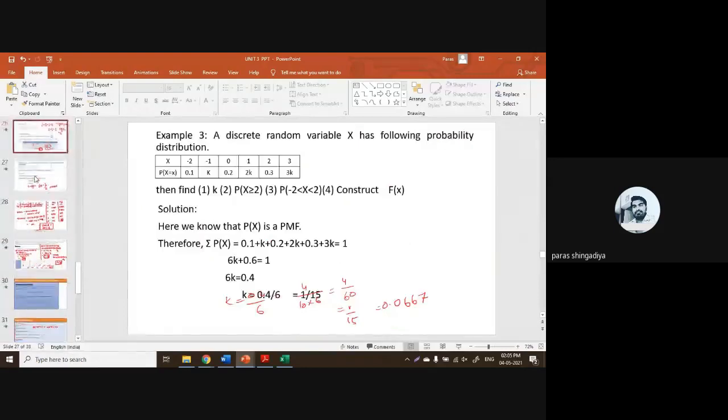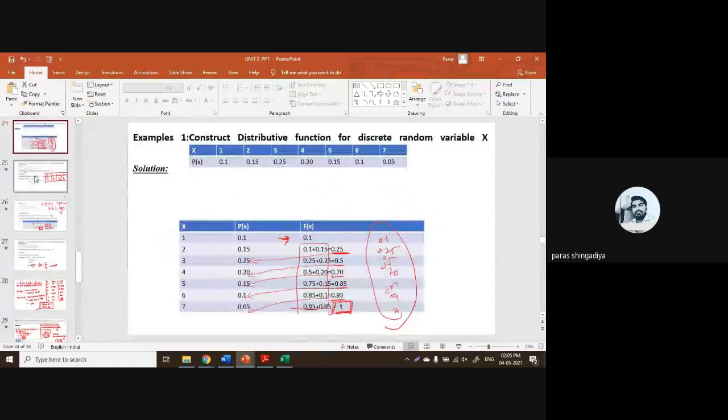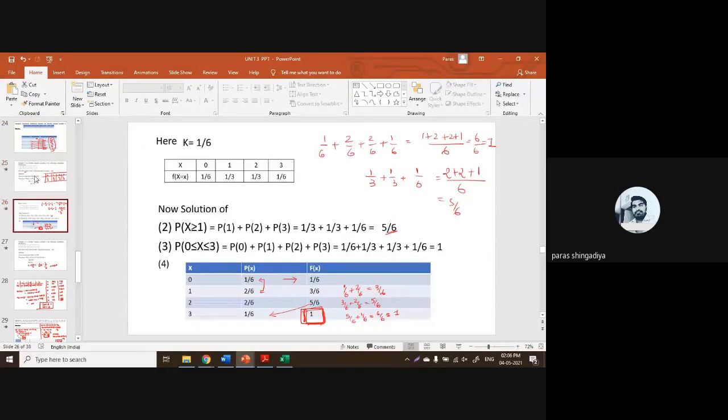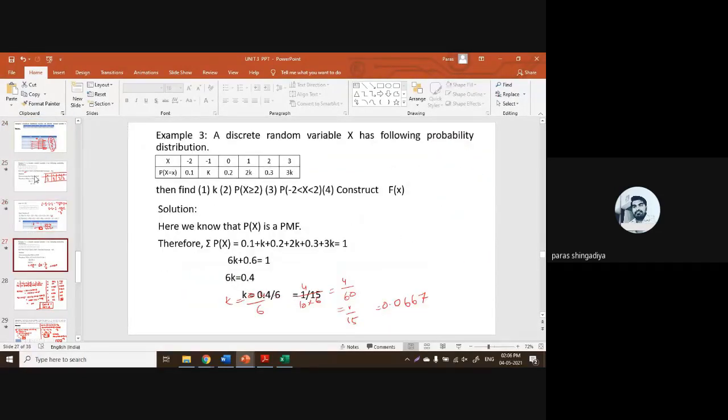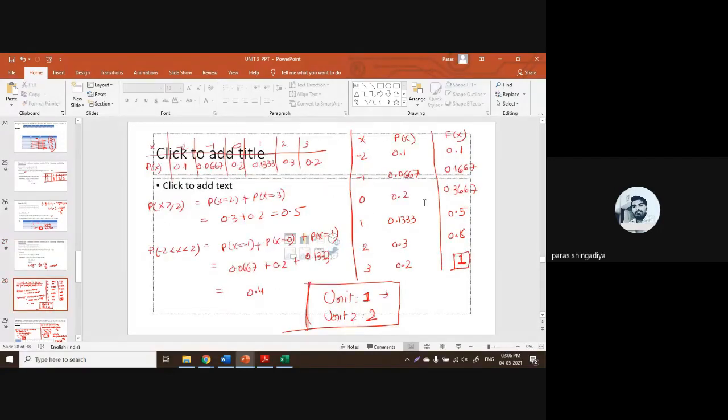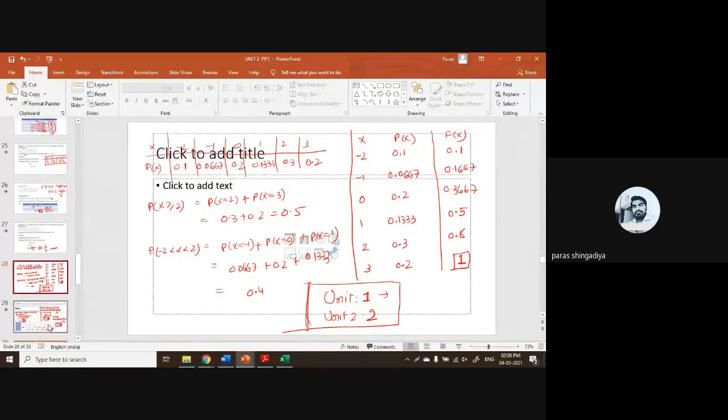Okay, so yesterday we had discussed this topic, discrete distribution function, and we solved up to the third example: a discrete random variable x, where the following probability distribution is given, and check the value of k. Then find the probability for x greater than 2, minus 2 to 2, and construct F of x. So that part we discussed in the last lecture, up to this. And now the next one is there.